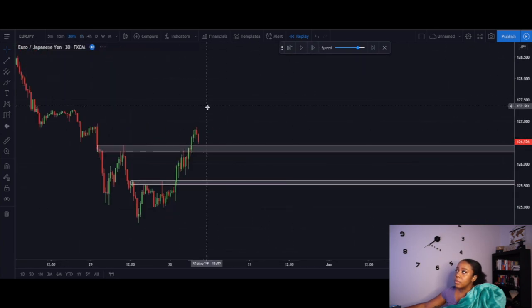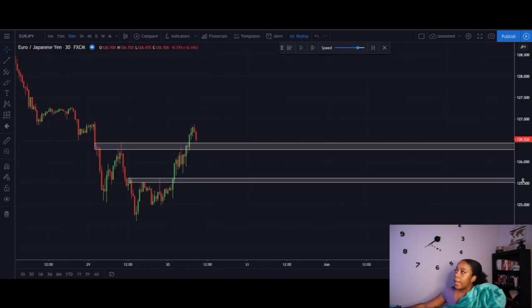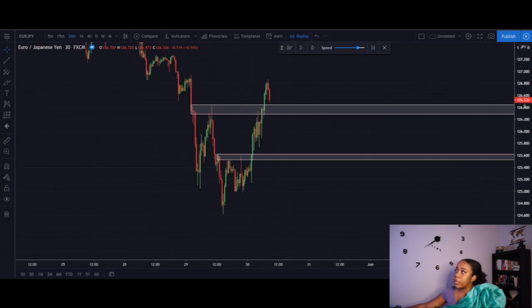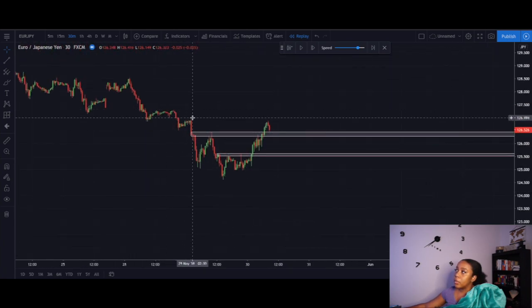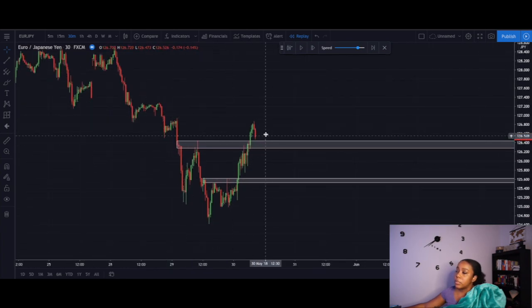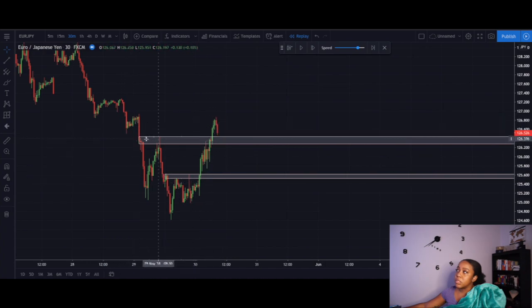Actually, I'm going to go down to the 30-minute and see what happens. So as you can see, the structure looks way better here. You have this lower high, lower low structure. Then you see the break of that structure. A lower low was not made. And you see a break of that structure, and then that higher low, higher high structure starting to form. You see that break of this resistance and a retest.